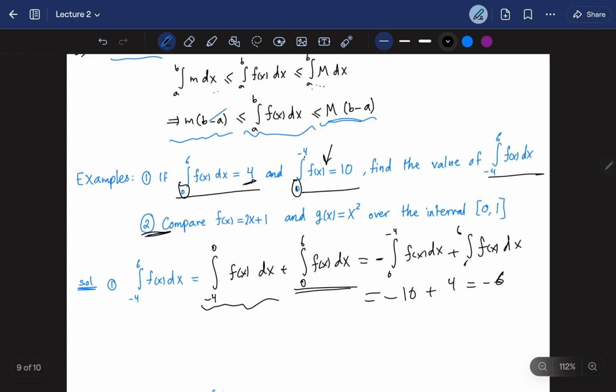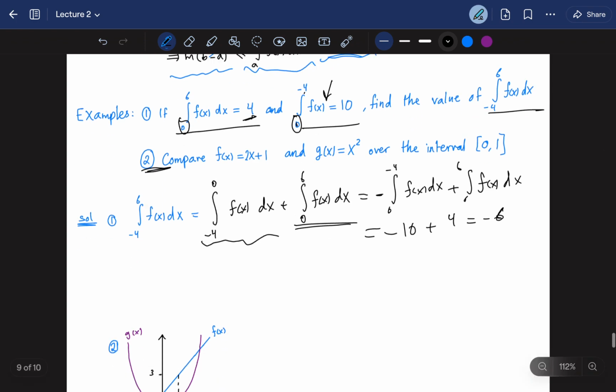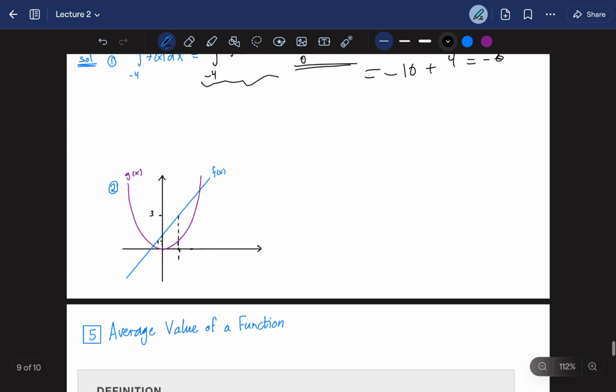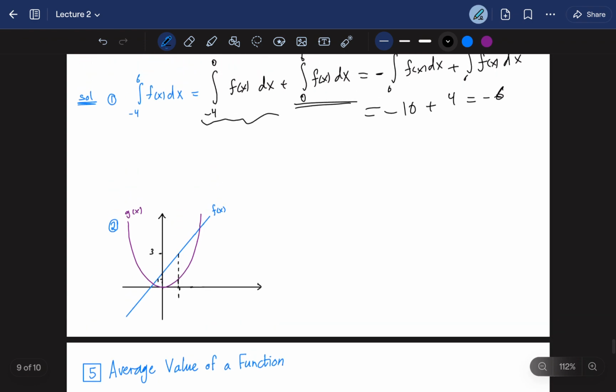Okay, for the second example, I have a function f, which is equal to 2x plus 1, and a function g that's equal to x squared, on an interval 0 to 1. And I want to compare these functions. So let's look at the graphs here. If you graph your function f, it's going to look like this. That's my line. And if you graph g, it's just going to be x squared, which is the regular graph of x squared. And I want to compare my functions f and g on the interval from 0 to 1 here.